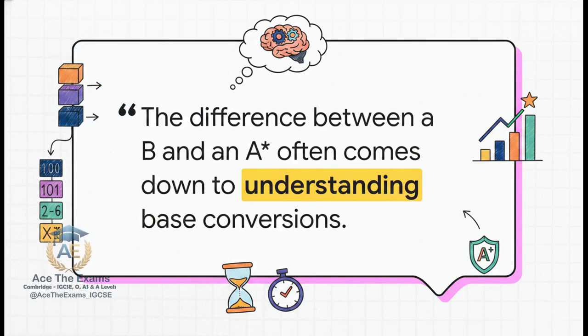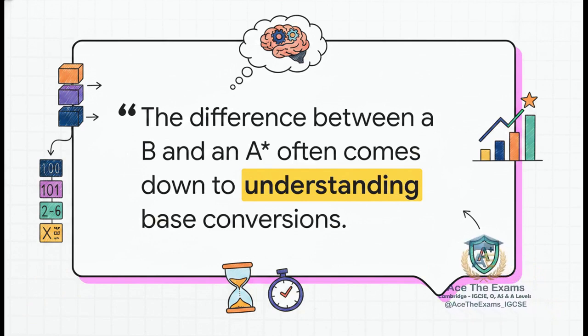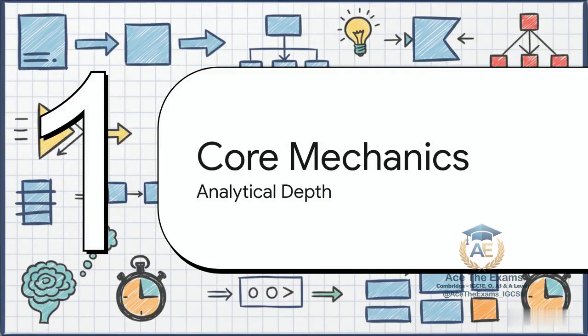Look, examiners use base conversion questions to separate the candidates who have just superficially memorized a textbook from the elite candidates who possess a deeply connected conceptual understanding of data representation. If your method here is slow or kind of flawed, you lose critical momentum that you desperately need for the rest of the paper. We need to build a logical, analytical approach right onto the page to maximize your score and keep your mark velocity tracking at 100%. All right, let's jump straight into Section 1, Core Mechanics and Analytical Depth.